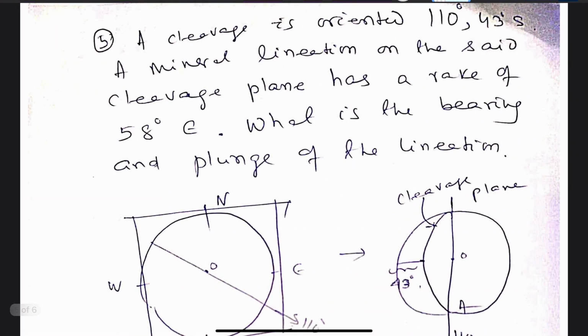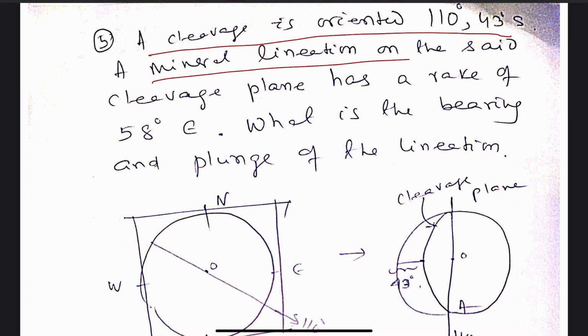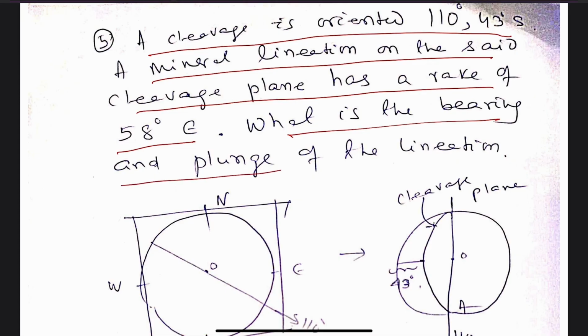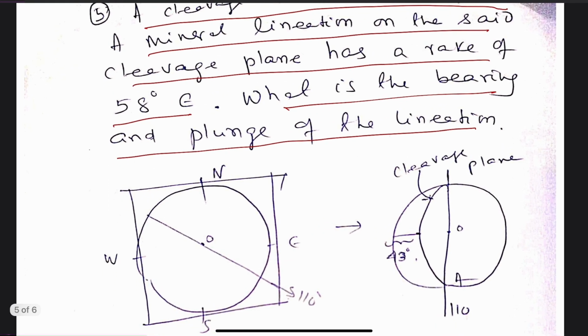Next question, let us see. A cleavage is oriented 110 degree, 43 degree south. A mineral lineation on the said cleavage plane has a rake of 50 degree east. What is the bearing and plunge of the lineation? Same question put in a different way.